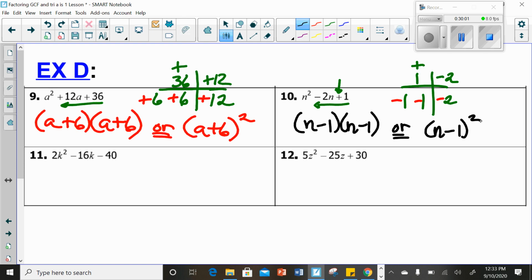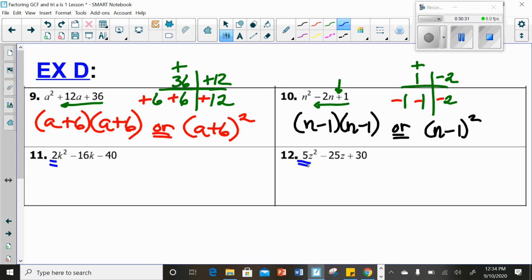Now, 11 and 12 are different than all the rest of them by what? What do you see that's not like the others? Isn't there a coefficient in front of the squared term on both of these? So we were factoring trinomials where a, because that's your a value, 2 and 5 in these cases, is 1. We haven't talked about if a isn't 1. So go back to the next slide.